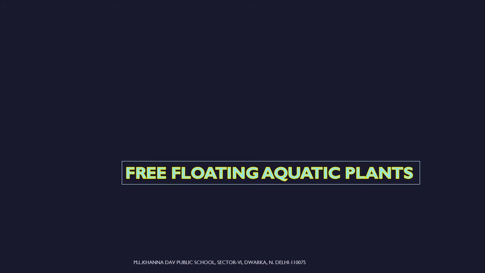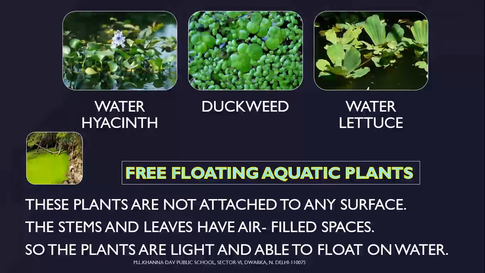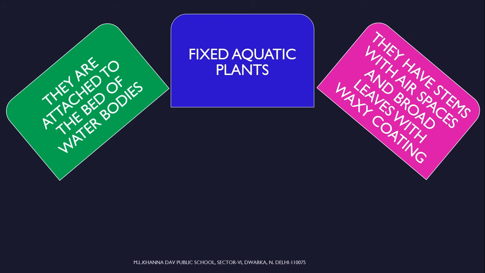Free floating aquatic plants are those plants which are not attached to any surface. They float freely on the water, and this is possible because their stems and leaves have air cavities. So, the plants are light like a balloon and are able to float on water. Examples are water hyacinth, duckweed, and water lettuce.